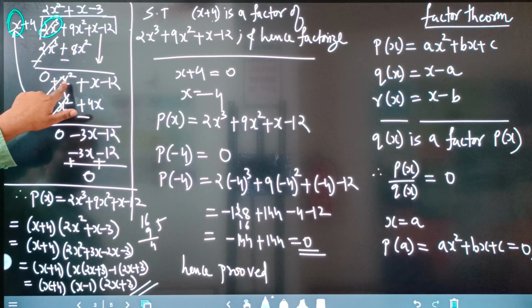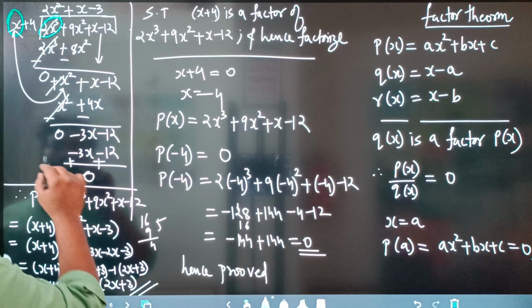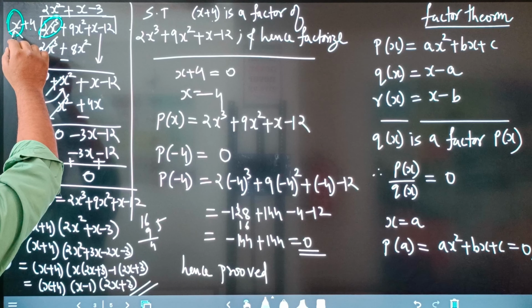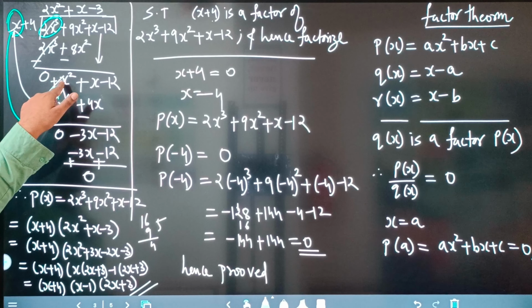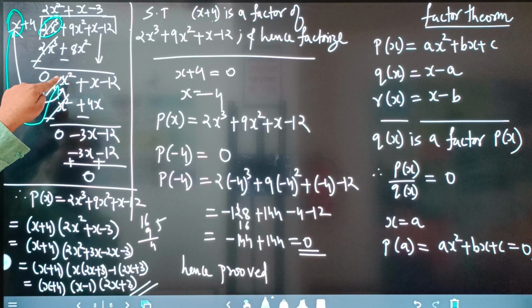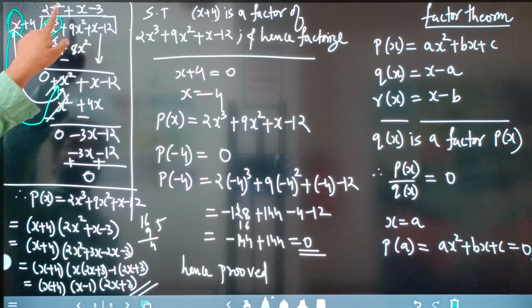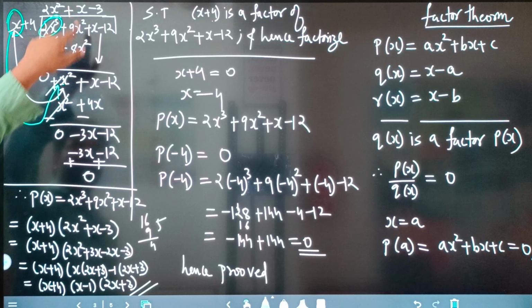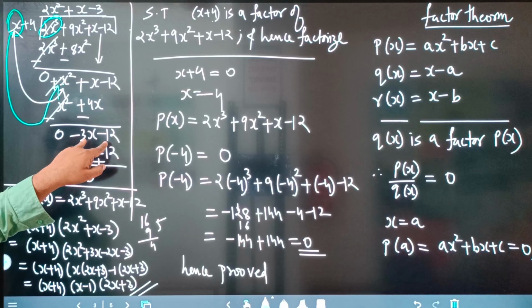Do the regular subtraction, carry down the values. Once again, what should be multiplied with x to get x square? Now here the first term is x square. So what should be multiplied with x to get x square? So it is x. So x into x is x square, x into 4 is plus 4x. Subtraction, we get minus 3x minus 12.